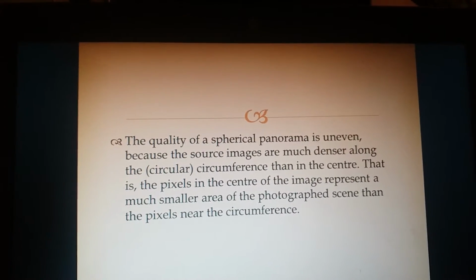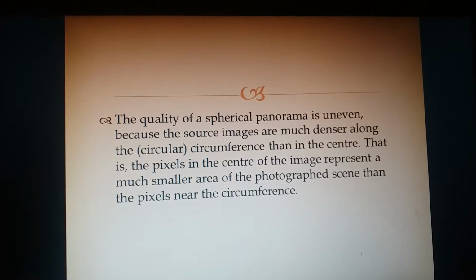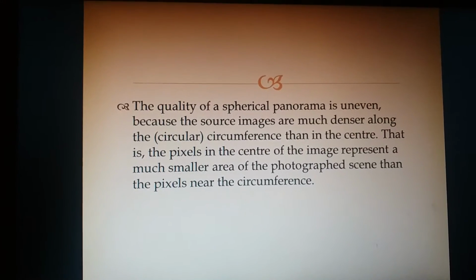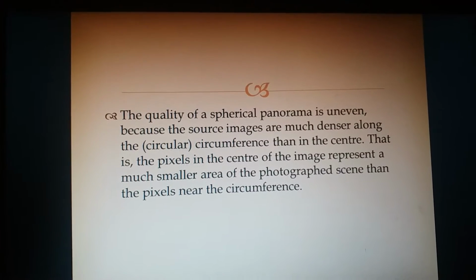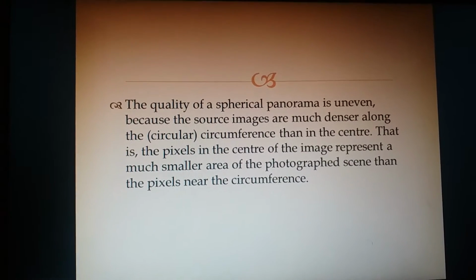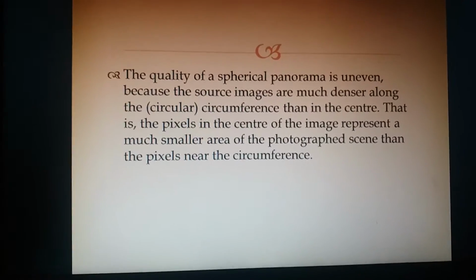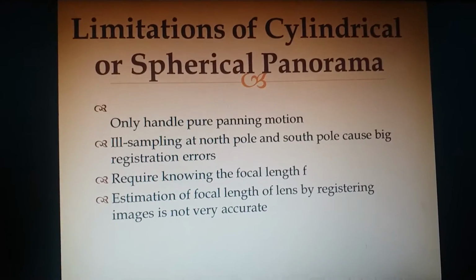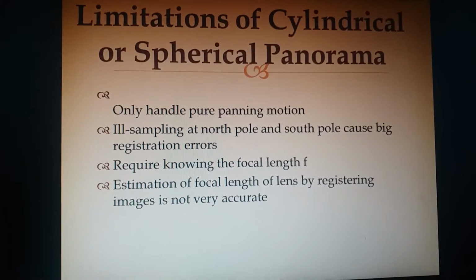The main problem with spherical panorama is also that it is very uneven. You can notice that the images will become much denser along the circumference than in the center. This will cause slightly distorted images in the panorama. So these are the limitations of cylindrical and spherical panorama.